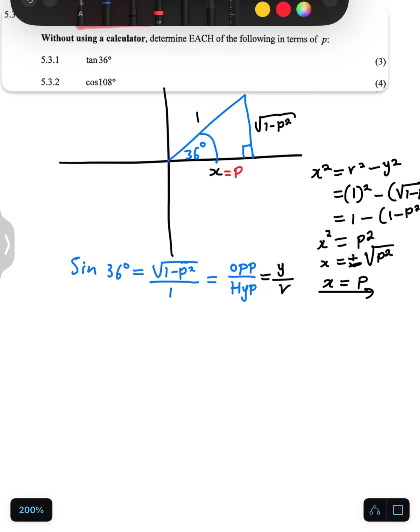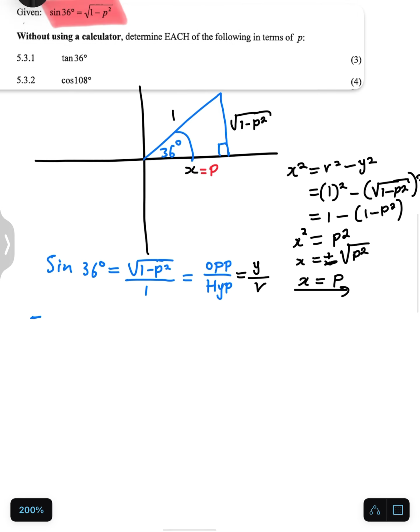So the first one, 5.3.1, it says tan 36 degrees. So tan is opposite over adjacent. Opposite is root of 1 minus p squared, and adjacent is p. So this will be the answer for 5.3.1.